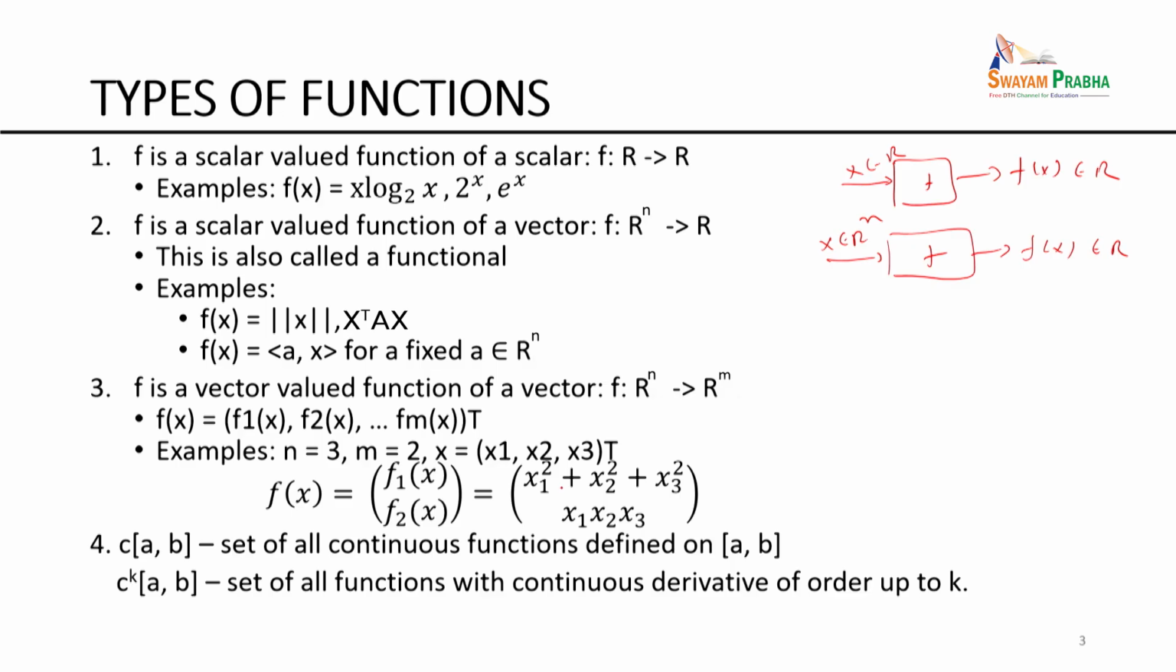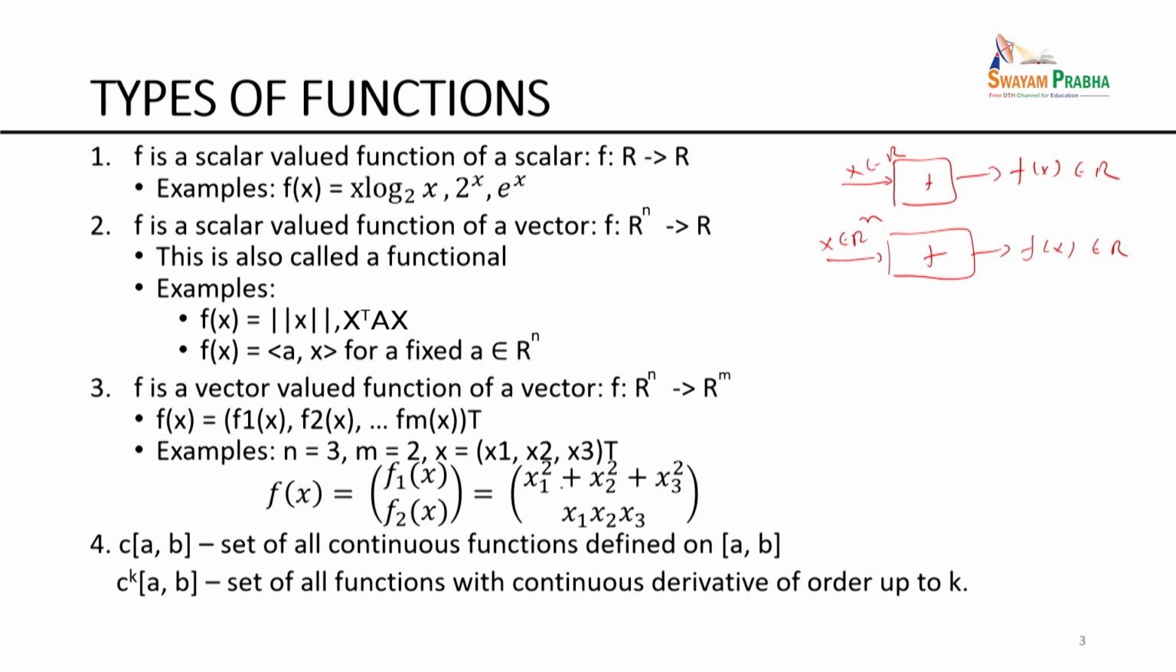So what are the examples of such functionals or scalar valued functions of a vector? The norm of x, x transpose x, x transpose Ax. Also, if I fix A in Rn, f of x is the inner product of A with x. Here A is fixed, it's a function of x, and it's a linear function. The norm is a nonlinear function. These are examples of scalar valued functions of a vector.